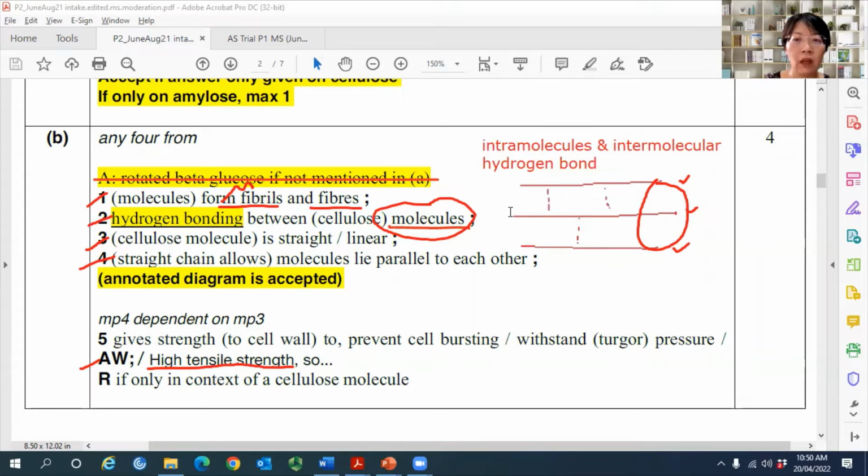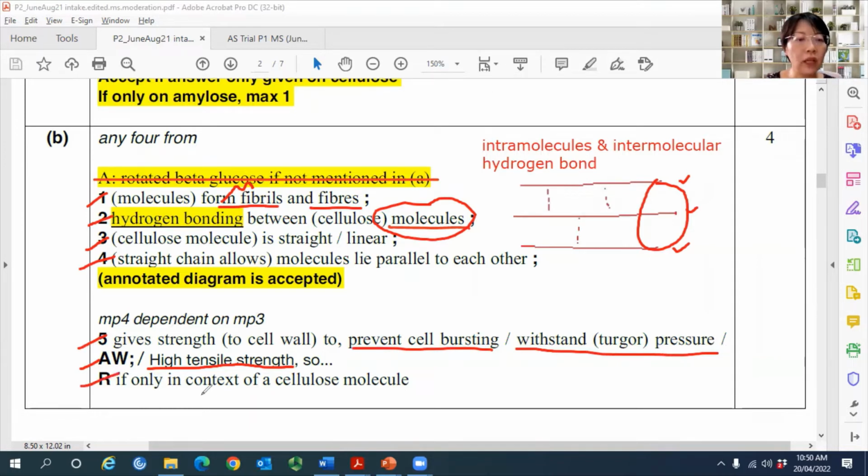So this arrangement will make the fibers very strong, so it gives strength to the wall. How does it give strength? It prevents the cell from bursting. So it allows the cell wall to withstand the turgor pressure.